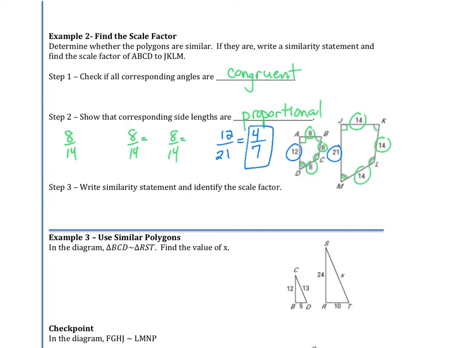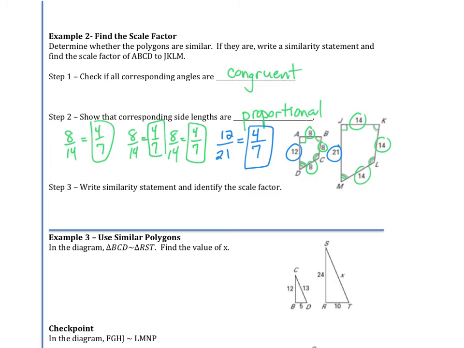These other fractions, they're all 8 over 14, so we have to reduce them if we can. In this case, 8 and 14 are divisible by 2, not 4. 8 divided by 2 is 4. 14 divided by 2 is 7. So these would all also be 4 over 7 when you reduce them. So all the corresponding side lengths are proportional.